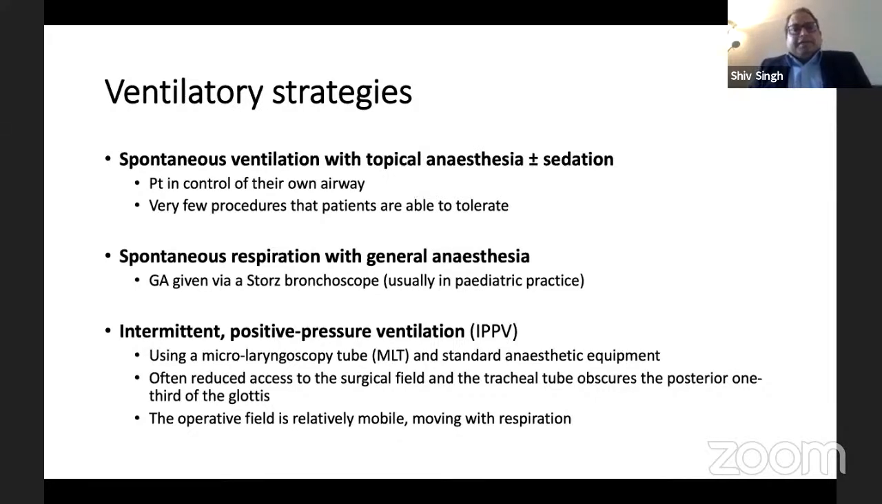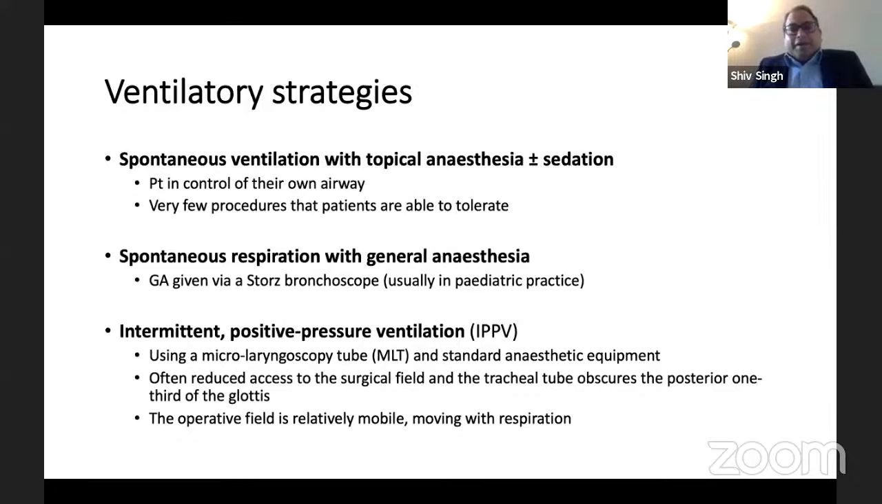It can be done using spontaneous ventilation with general anesthesia. This is normally done in pediatric patients. So we have the ventilating bronchoscopes like the Storz bronchoscope to which you can attach our breathing system. Or we can just intubate the patient with a microlaryngeal tube. This is a size 6 tube, using standard anesthesia equipment. The problem obviously is there is reduced access to the surgical field because this is a large tube. And the tracheal tube you are going to use, even though it's a microlaryngeal tube, can obscure the posterior one-third of the glottis.